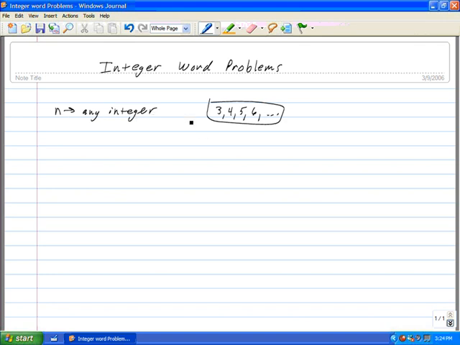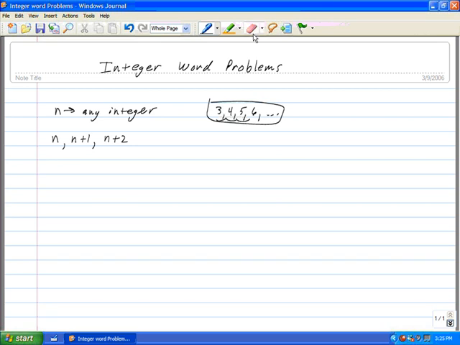So if you were needing to represent, say, 3 consecutive integers, well, you would simply pick the first one to be n. The integer after n, again remembering that integers are 1 apart, the one after n is n plus 1. The one after that is n plus 2. So that's a way to represent 3 consecutive integers.